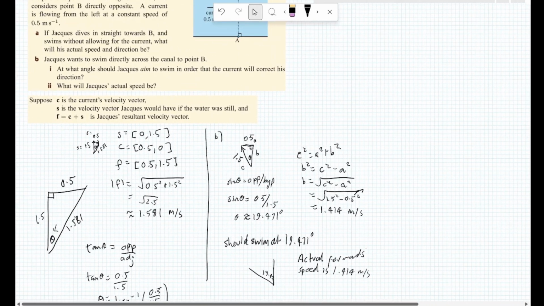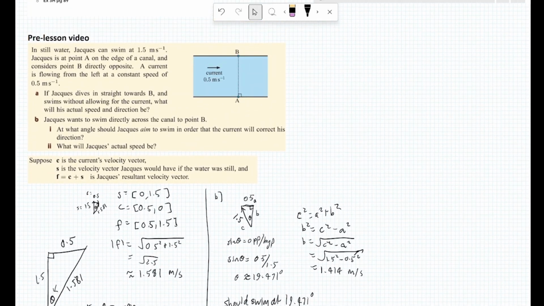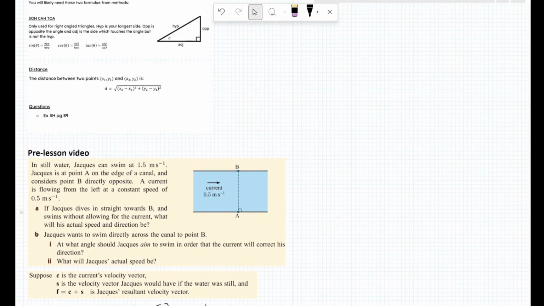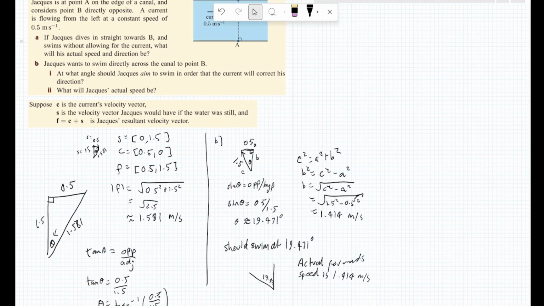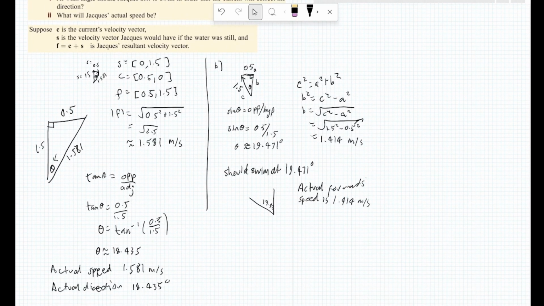So yeah, it's sort of like if you're swimming up here against the current, then getting pushed back, some of your energy is going into fighting that current. So even though you can swim at 1.5, you're only going to swim forward at 1.414 because the other bit is going into fighting the current. That's what's going on there. So this is an example of a worded problem. They're not particularly easy. All you have to really do is just draw diagrams and use a lot of trig and distance formula.